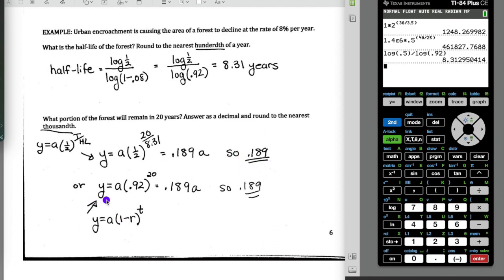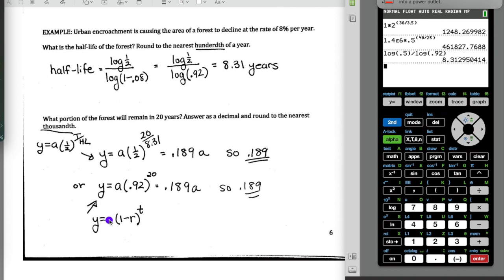Now, another way that we can do this is using the formula that we went over at the very beginning of this lesson. So when we have exponential decay, we could use the formula y equals a, and then in parentheses we have 1 minus r raised to the t. We only introduced this formula after we talked about half-life. So if I use this formula, I should still get the same answer.